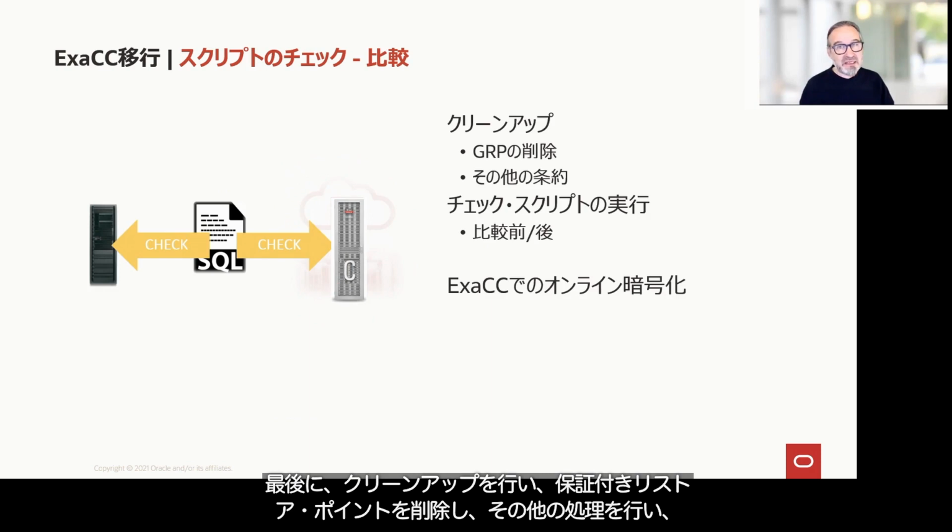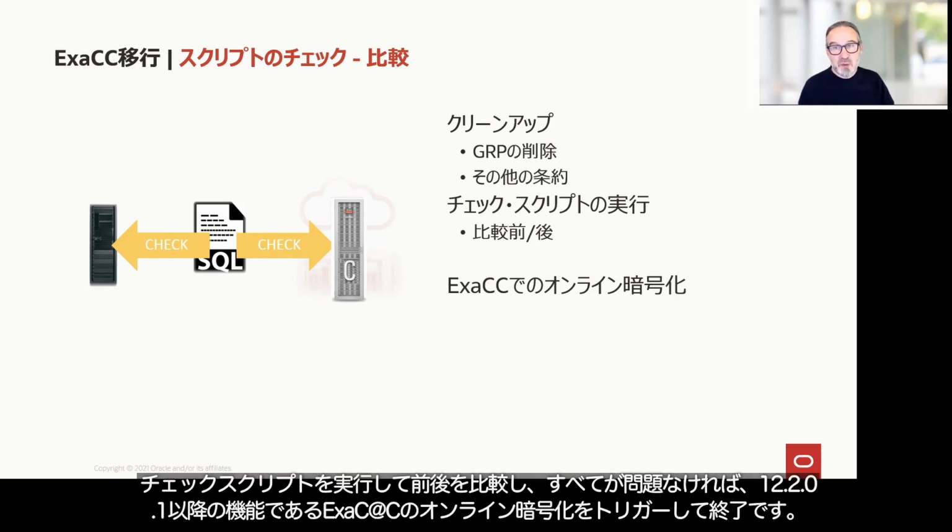And finally, we cleaned up, dropped the guaranteed restore point. We did some other treatments. We ran the check script to compare before, after. And finally, if everything was there, we triggered the online encryption on ExaCC, which is a feature available since 12.2.0.1.